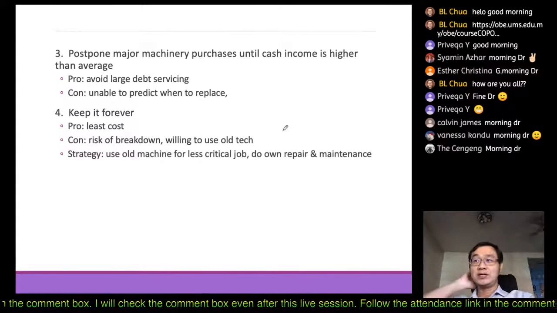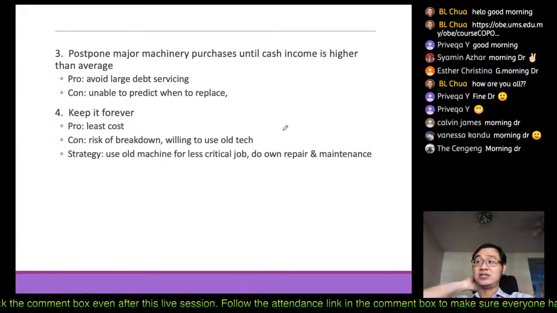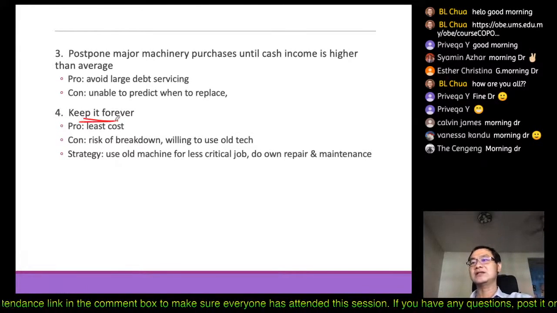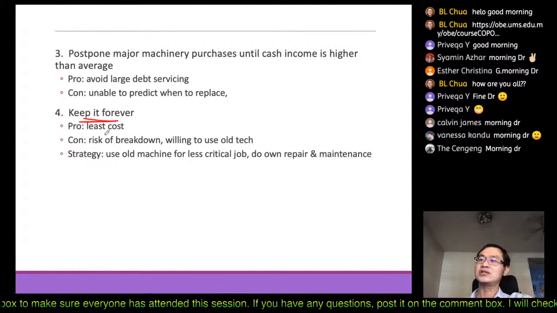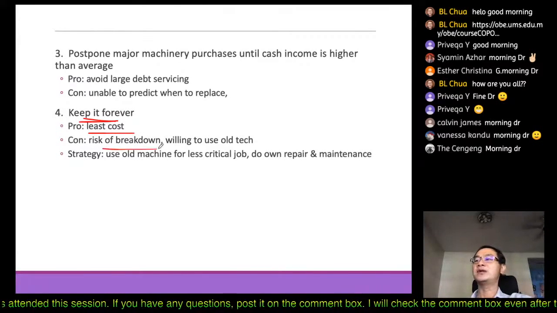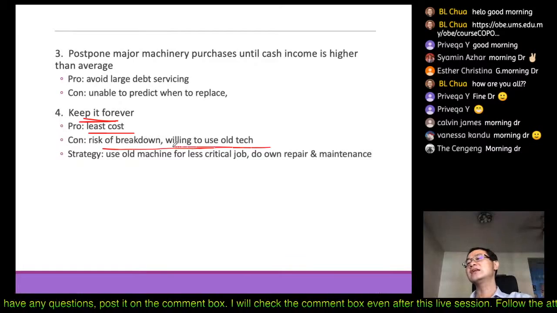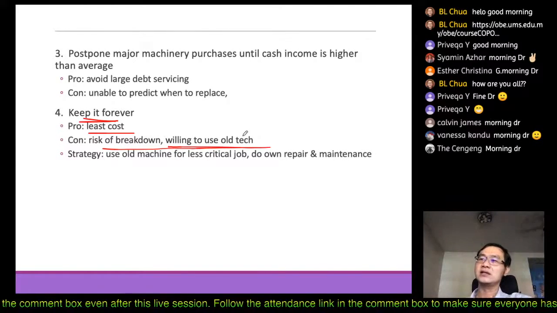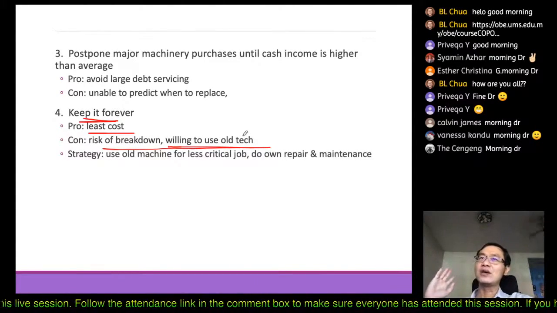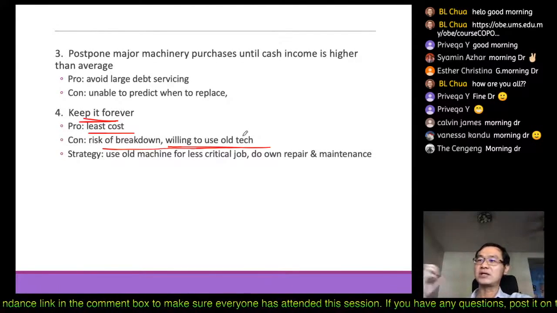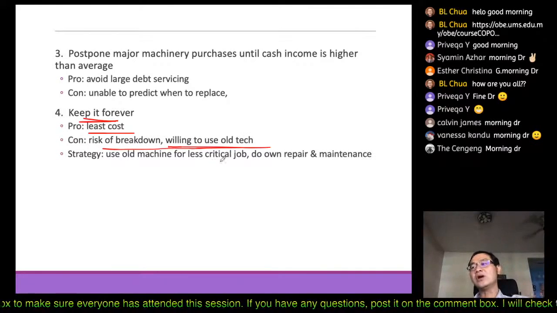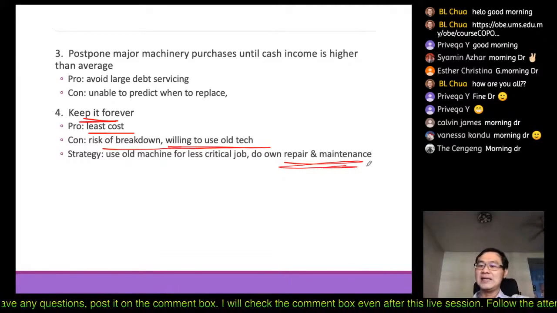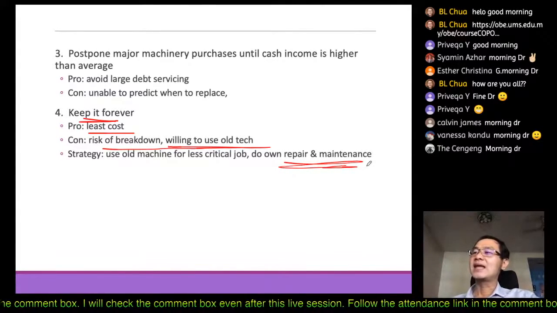Another two strategies: you may postpone the major machinery purchase until you have sufficient income, or keep it forever. This is the least cost, but then you have the risk of breakdown, and you are willing to use the old technology for a very long time, forever, let's say 20 years. So you have to justify whether or not to use this kind of strategy, whether it's critical or not. So this comes to the part where you decide whether you want to maintain or not.